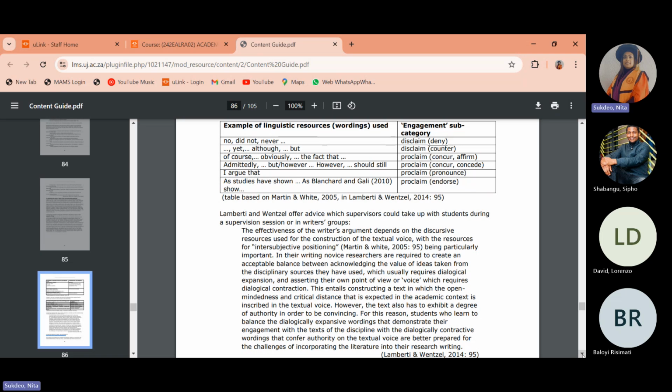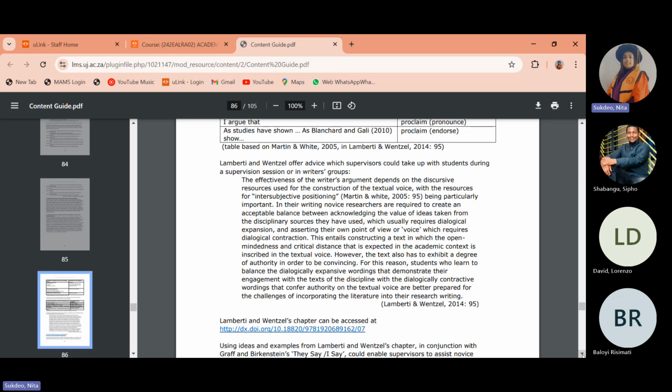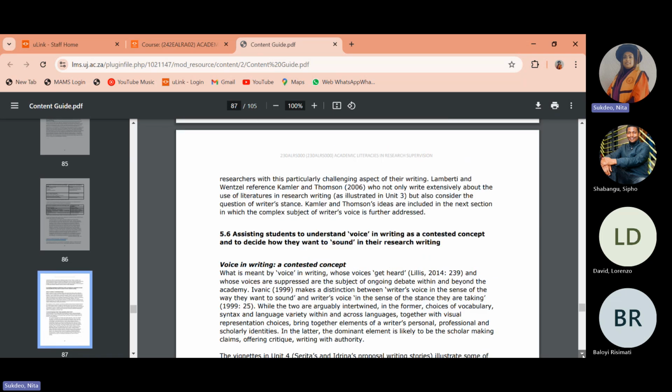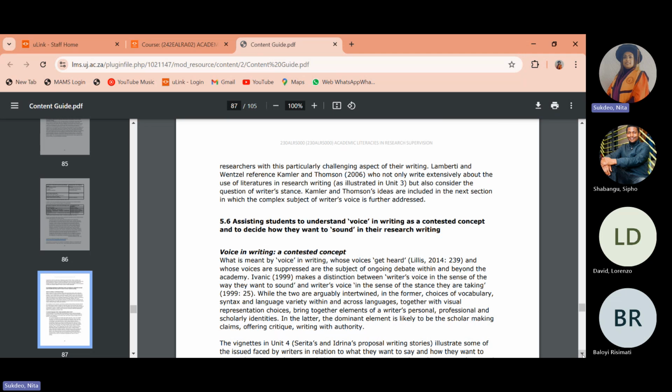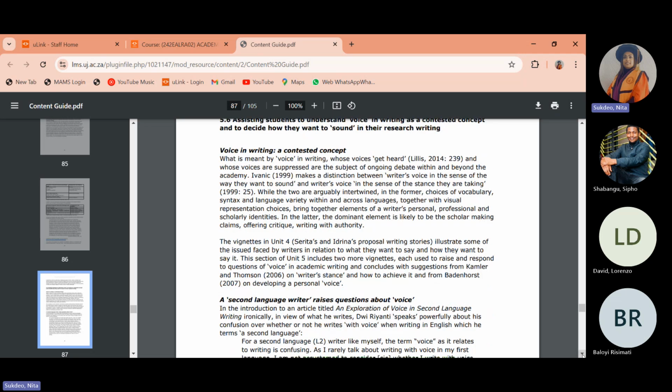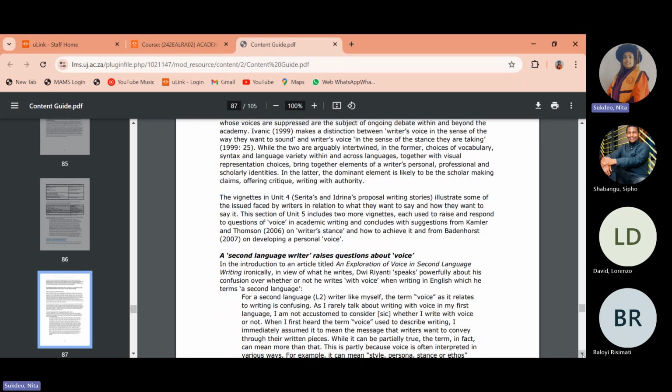All right. Okay, then it goes on to the writing groups, giving you examples, and there's also an article that you can read. 5.6, assisting students to understand their voice in writing as a contested concept and to decide how they want to sound in their research writing. This comes back to your voice in that writing. As I mentioned, how you want to set out your study and how you want to write your voice in that. So the authority, you taking a stance as a writer.